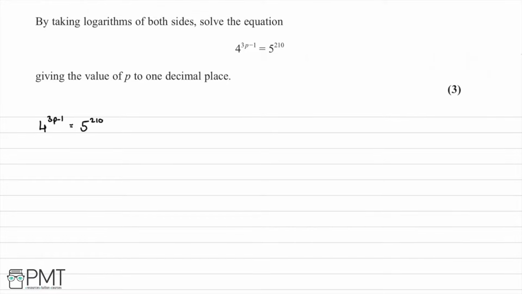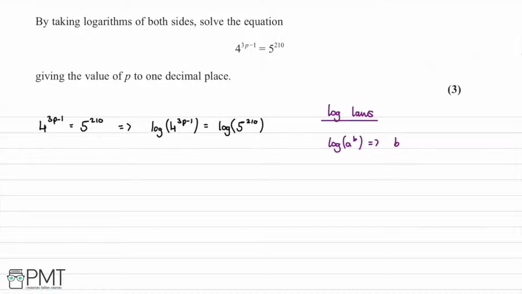So we know that we can take logarithms of both sides, and then this is going to leave us with log of 4 to the power of 3p minus 1, and we know that that's going to be equal to log 5 to the power of 210. So then we can use log laws. I'm going to note down the log law that we're going to use: if we have log of a to the power of b, then b log of a is the same as log of a to the power of b.